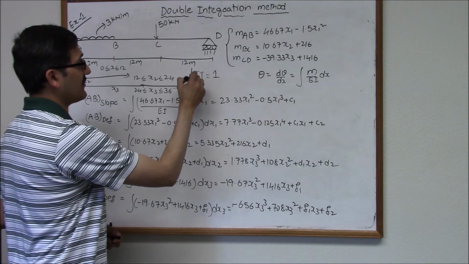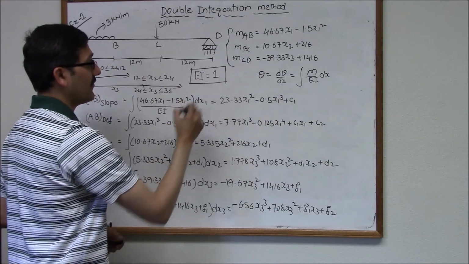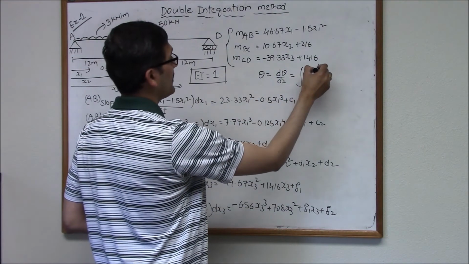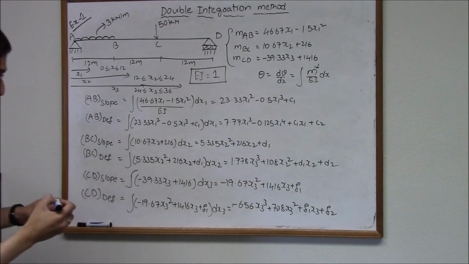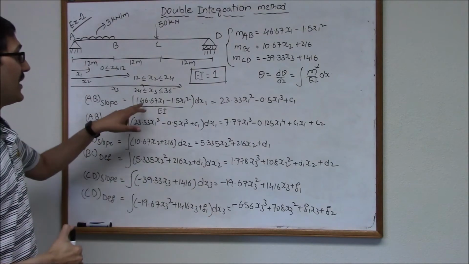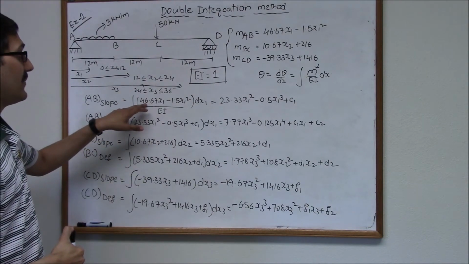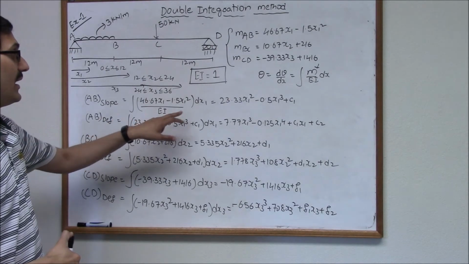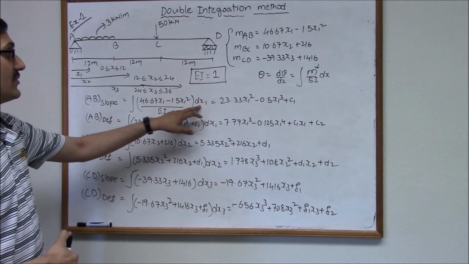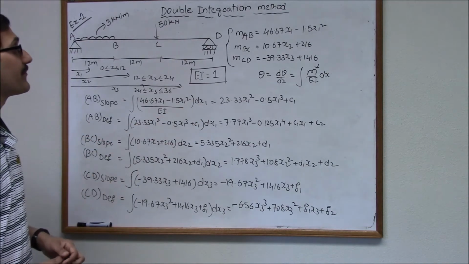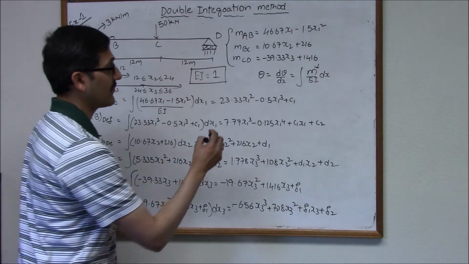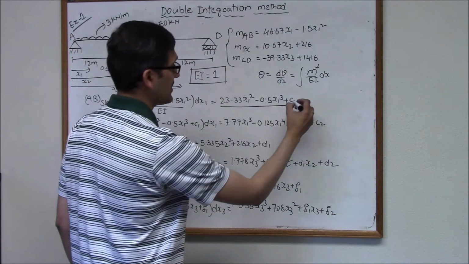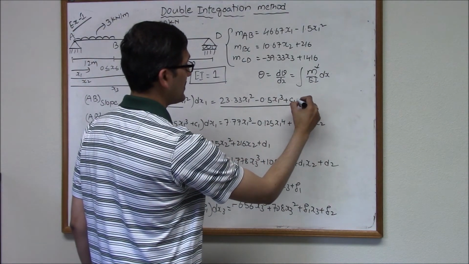For this particular example, I chose an EI value of 1. I already know the equation of M here. I substituted the bending moment equation for the span AB here and then divided it by EI and then integrated it using dx. After the integration, I am left with this equation, and this equation has an integration constant C1.